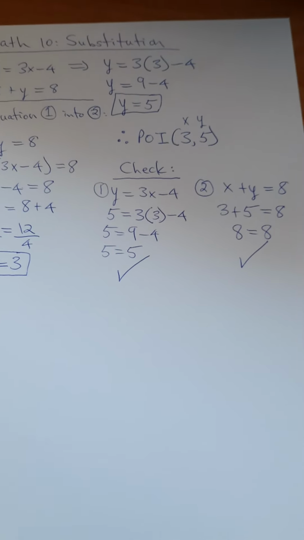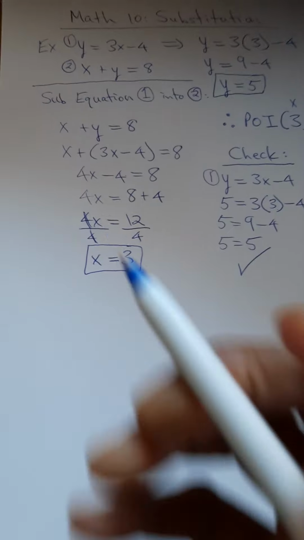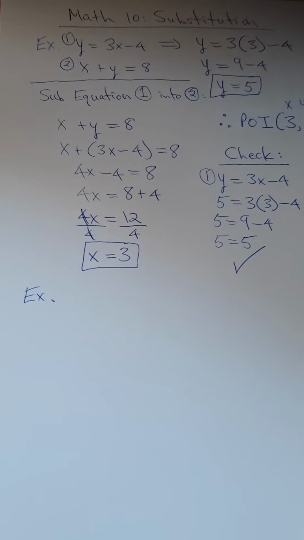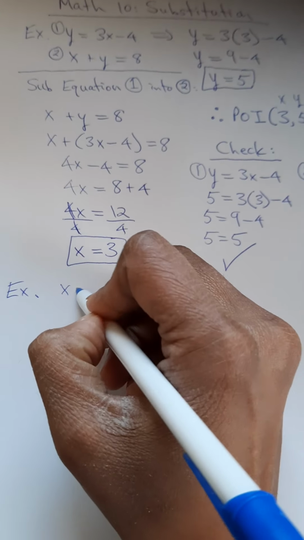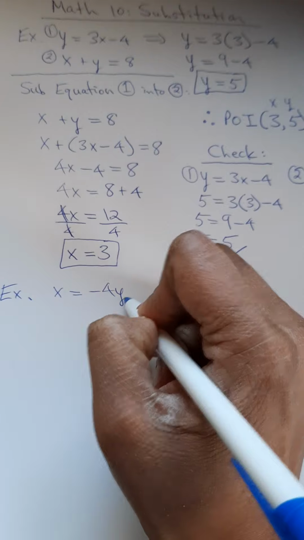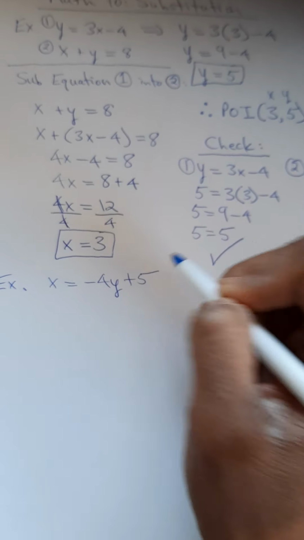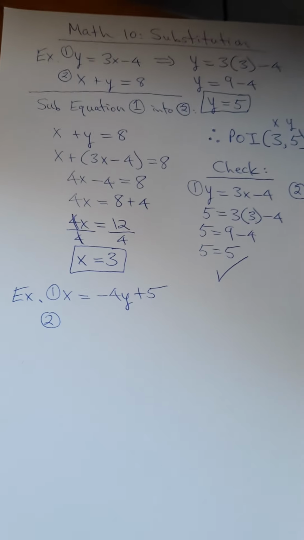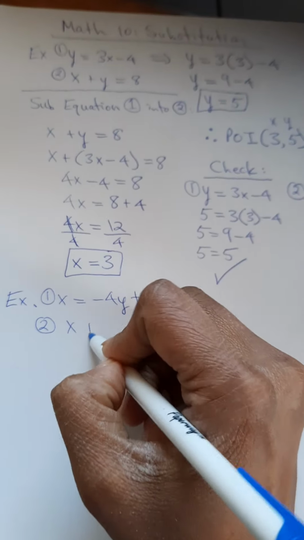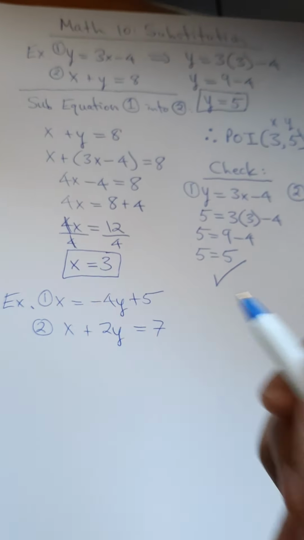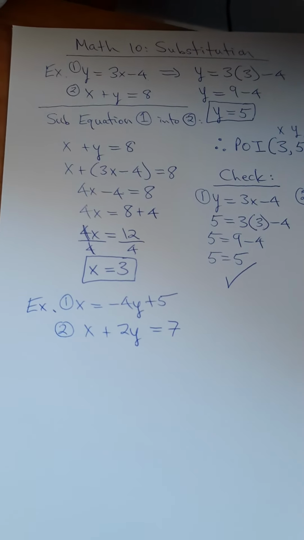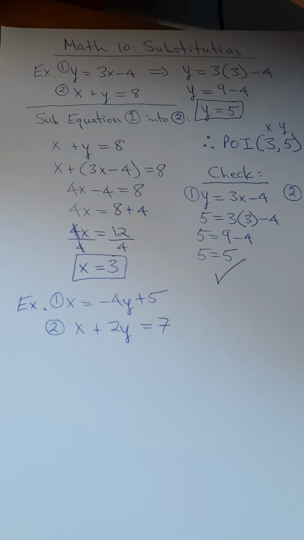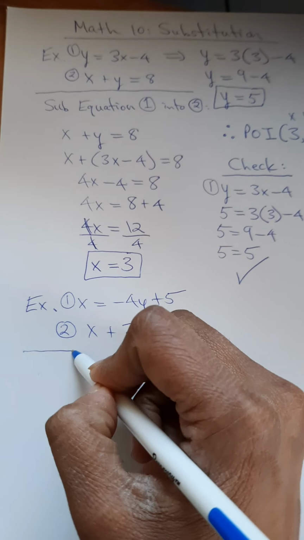Okay, good. Let's try another example here. Let's try it on the bottom. Let's try an example where I have the x value isolated. So it looks like in this example, the x value is isolated. x equals negative 4y plus 5. This is the first equation. And the second equation is given as x plus 2y equals 7. So these are my two equations that are given. So what I want to do, again, is put an equal sign here.